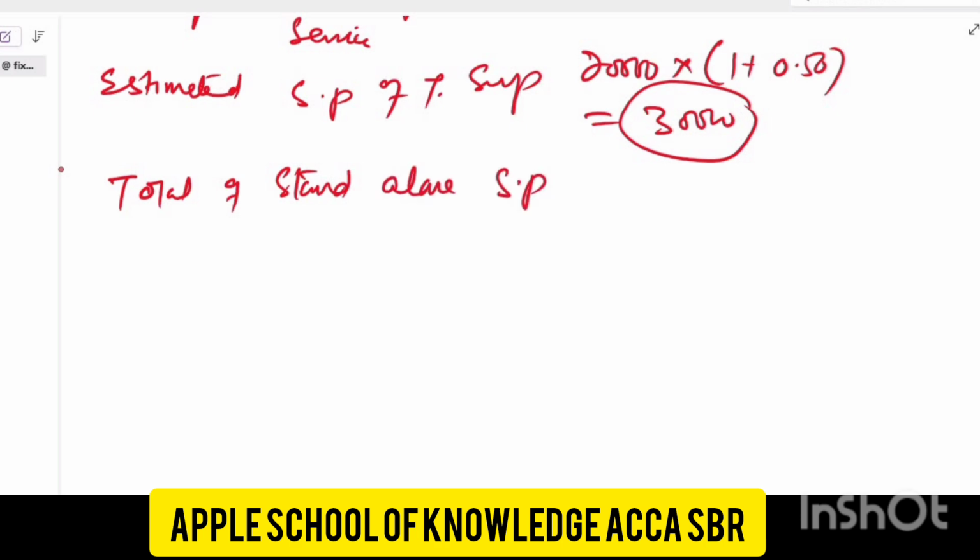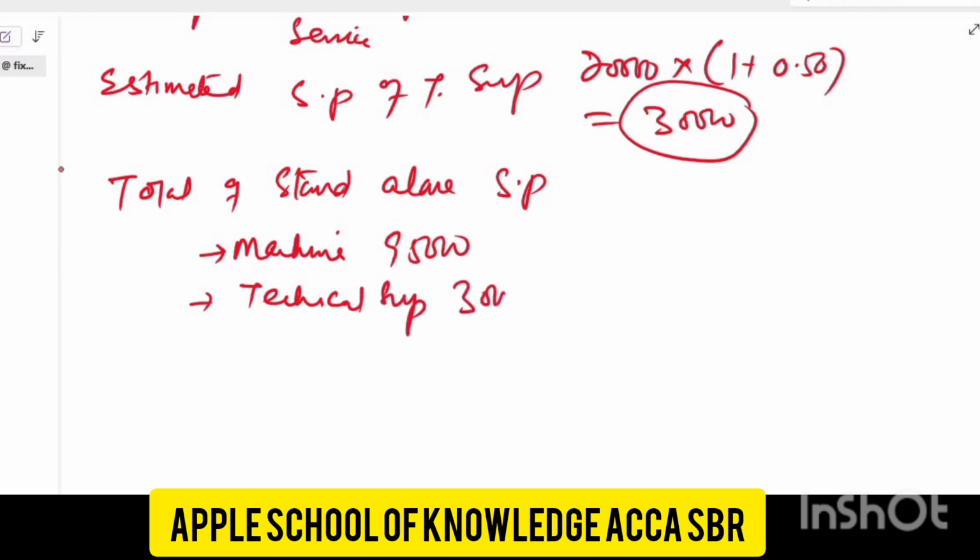Now the total of the stand-alone selling price of both obligations. The first one is the machine, that is 95,000. The second is technical support that we have already calculated at 30,000, and when you add this, it will be 125,000. Clear?